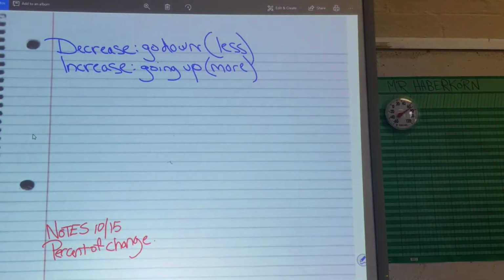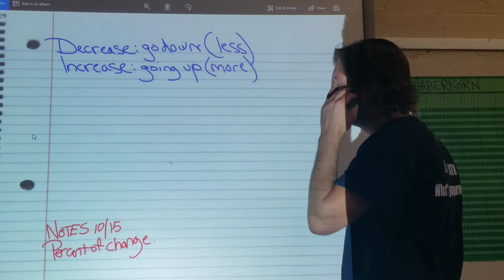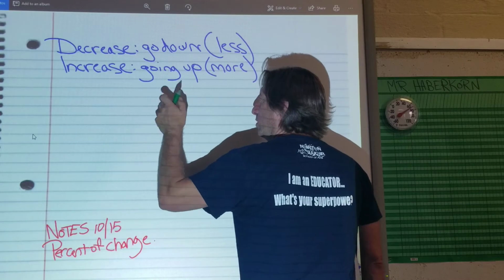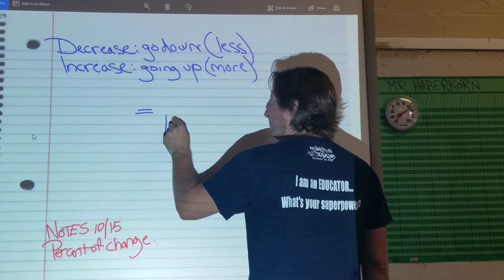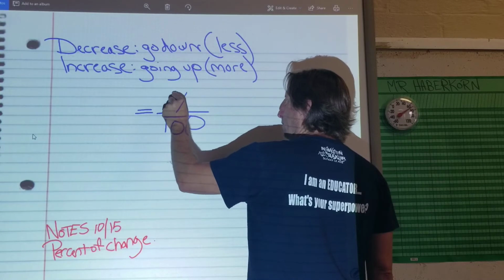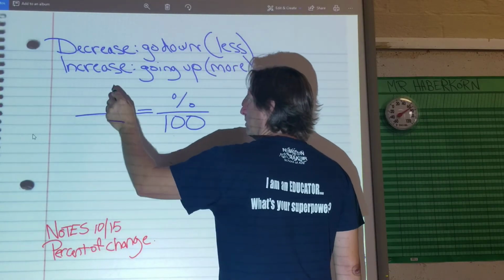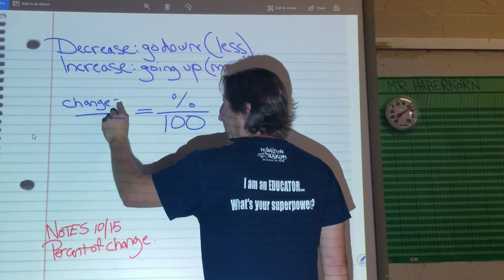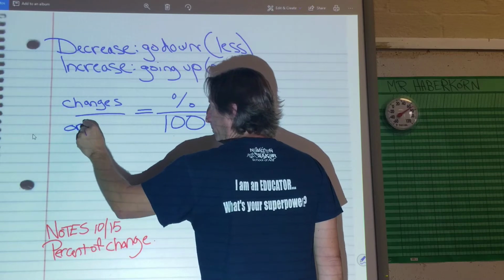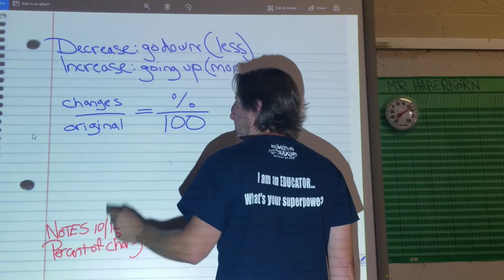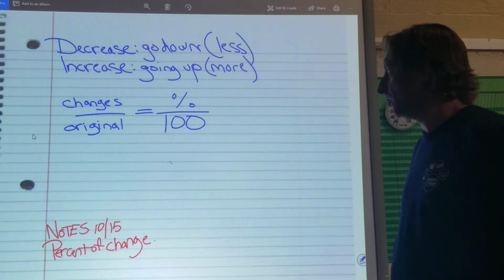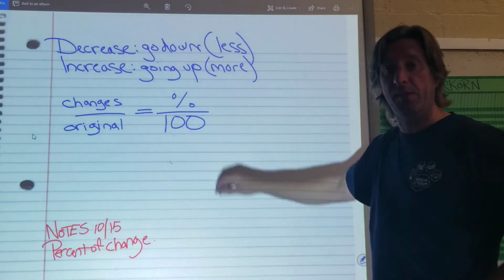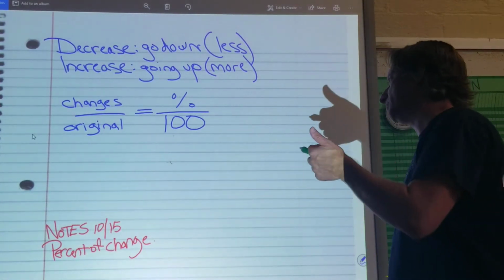So this is done the same way as other things we do, pretty much. All right, so here's our new setup. So it's still out of 100. We still have a percent out of 100. And then this is going to be a little bit different. It's going to be how much it changes over the original number. Okay? So we'll talk about what they mean by that in just a second. But write this down. This is what you're going to use for today's problems. How much it changes over the original and percent over 100.